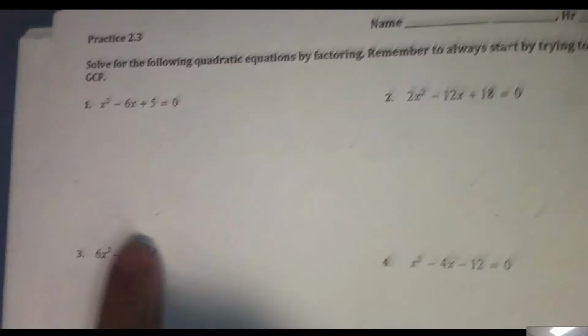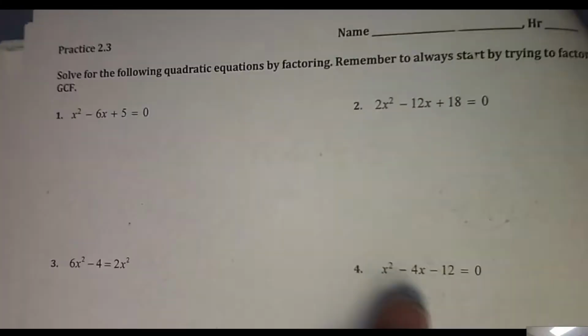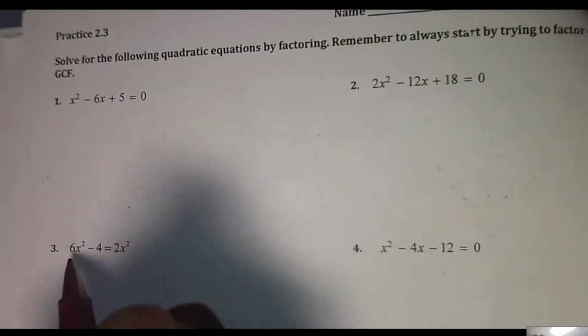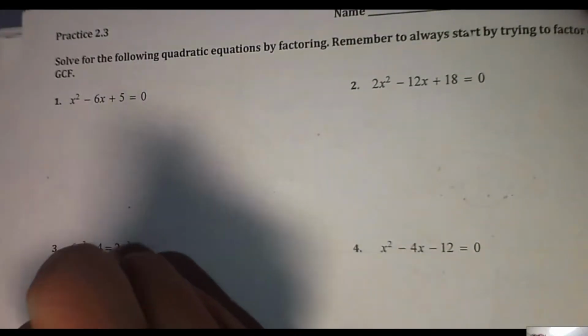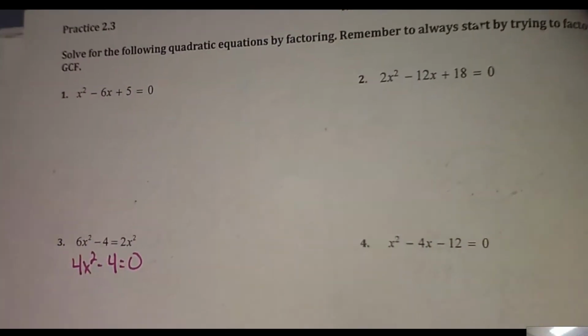So just a reminder, these are all factoring problems, and they do have to be in standard form, equals 0, equals 0, equals 0. Oh, that one doesn't equal 0. So I'm going to bring this x squared to join this one, so you will be working with this problem. Again, always start with the GCF first.